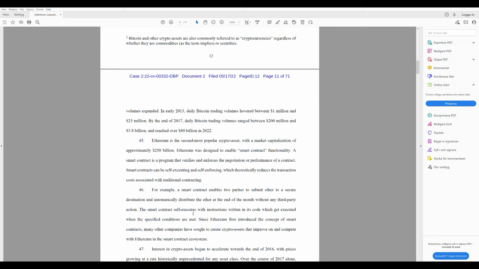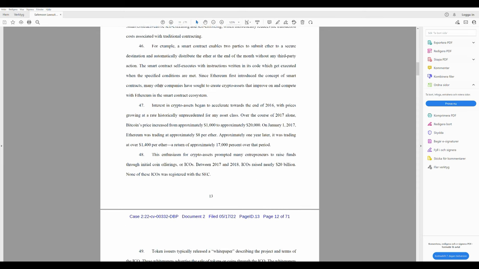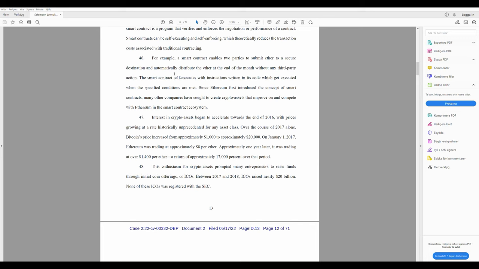A smart contract is a program that verifies and enforces the negotiation or performance of a contract. Smart contracts can be self-executing and self-enforcing, which theoretically reduces the transaction costs associated with traditional contracting. For example, a smart contract enables two parties to submit either to a secure destination and automatically distribute the ether at the end of the month without any third-party action. The smart contract self-executes with instructions written in its code, which get executed when the specified conditions are met.